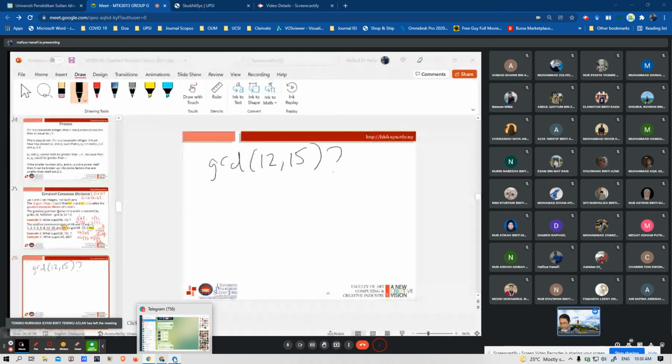First, let's find all the divisors of 12, then we'll find the divisors of 15. We find them one by one, then we find the largest one. So let's first find the divisors of 12.